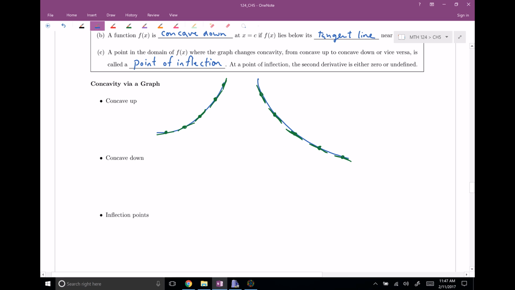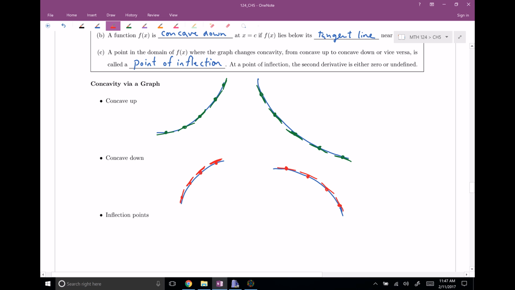Concave down, something like this. This would be considered concave down. I'll use pink here, or I guess red maybe. And you can see the function lies below its tangent line. So I'm just drawing lots of little tangent lines. You see that the blue function lies below the tangent lines. Another example of concave down would be something like this. Again, it lies below its tangent lines.